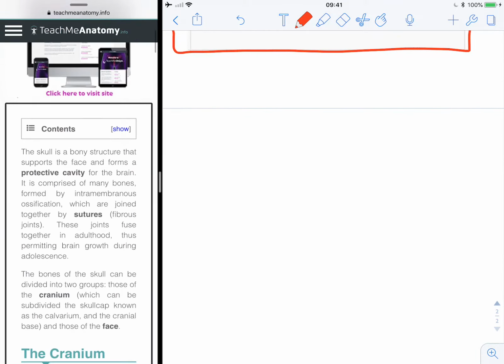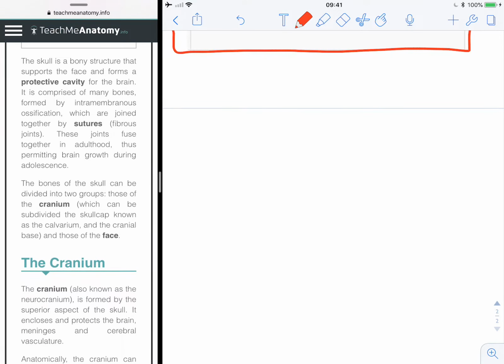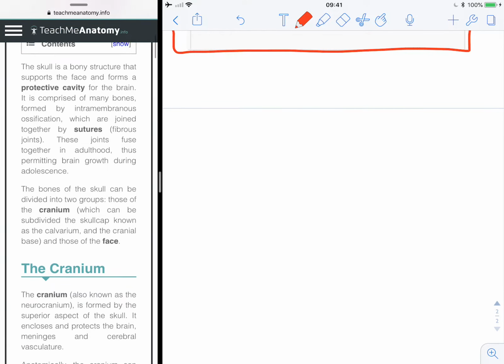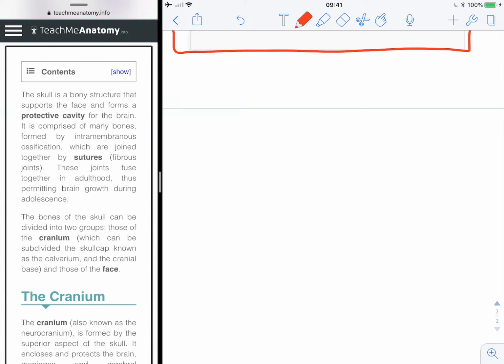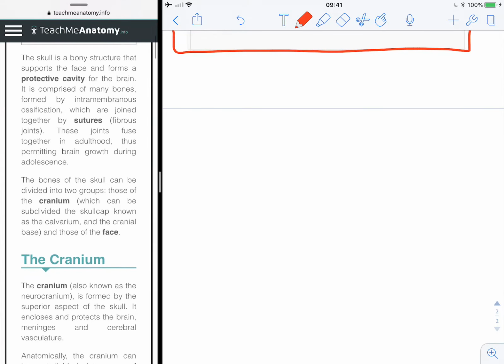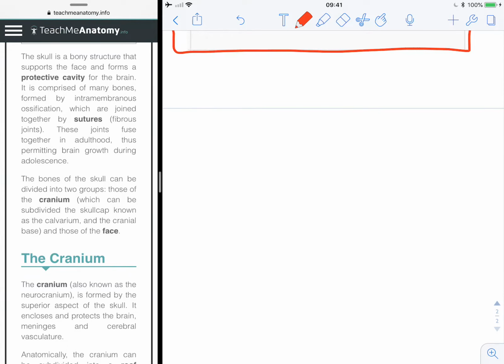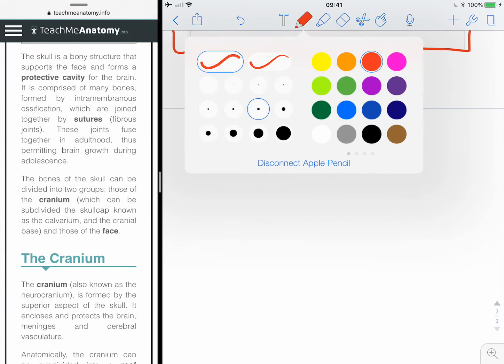So first of all, let's get a little background on the cranium. So this is a general idea of what the skull is. I think we can skip that apart from this bit, maybe the bones of the skull. Let's just give ourselves a little title actually.